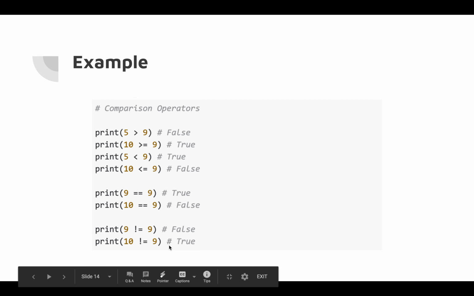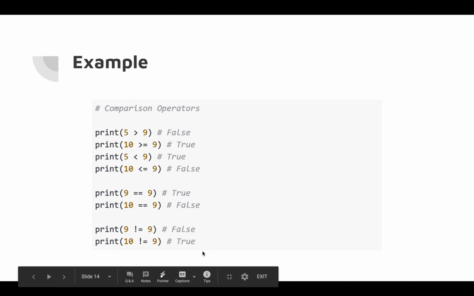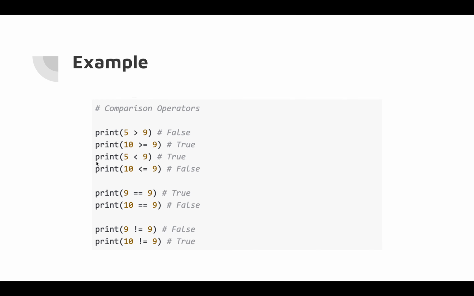So this is just an example of some comparison operators. For instance, it says print 5 is greater than 9, which is obviously false. And then 10 is greater than or equal to 9, which is true. You could go over these other examples yourself. Please pause the video if you want to take a better look at this. These are just standard arithmetic comparison operators, at least these 4 are the ones that you see in algebra fairly often. And this one just tests whether or not 2 values are equal.